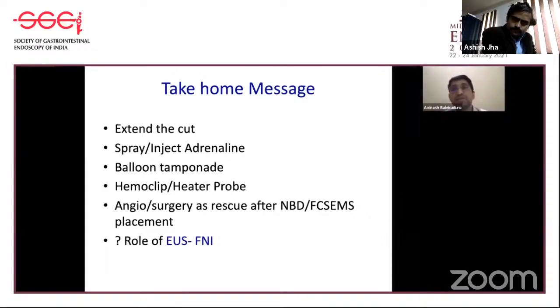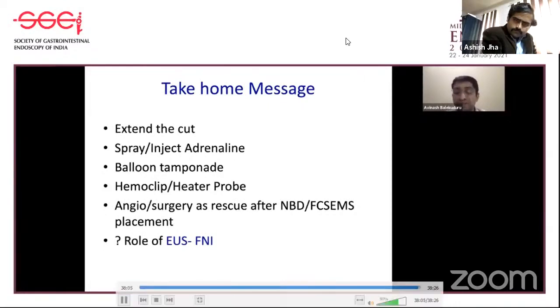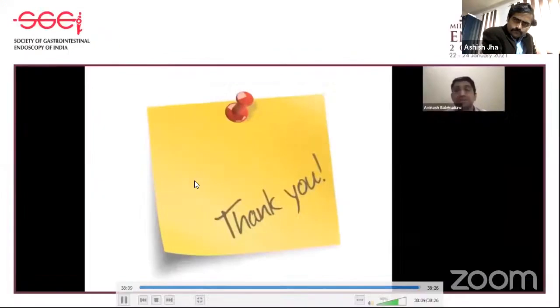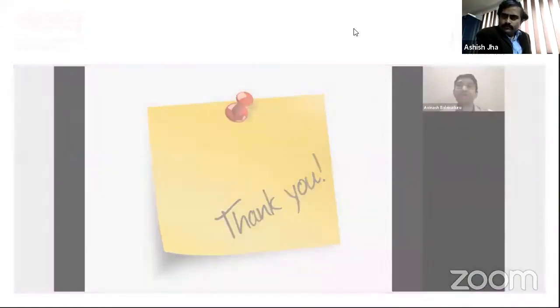Whether there is any role of endoscopic ultrasound to see the bleed, the culprit vessel, and what is the diameter of the culprit vessel, where the rebleed rate is much higher, where we can do a fine needle injection of either a coil or a glue, because nowadays we are coming up more and more on vascular endotherapy by endoscopic ultrasound, is still a research question. So that concludes my talk, and thank you for listening with patience. Thank you, one and all.